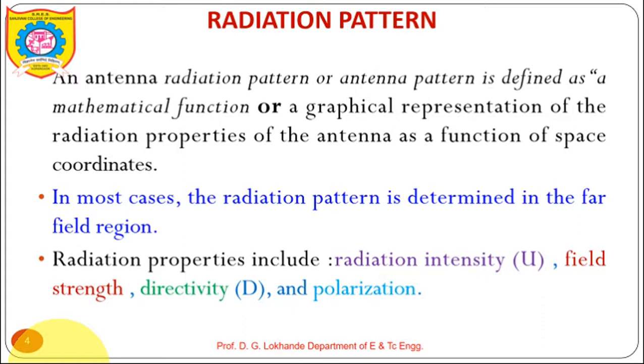In most cases, the radiation pattern is determined in the far field region, which is normally called the long distance from the specified antenna. Then the radiation properties include the radiation intensity, field strength, directivity, and the polarization.